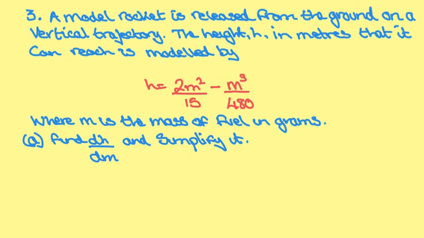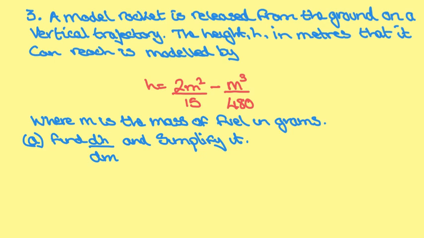Question 3. A model rocket is released from the ground on a vertical trajectory. The height h in meters that it can reach is modelled by h is equal to 2m squared over 15 minus m cubed over 480, where m is the mass of fuel in grams. Find dh over dm and simplify it.